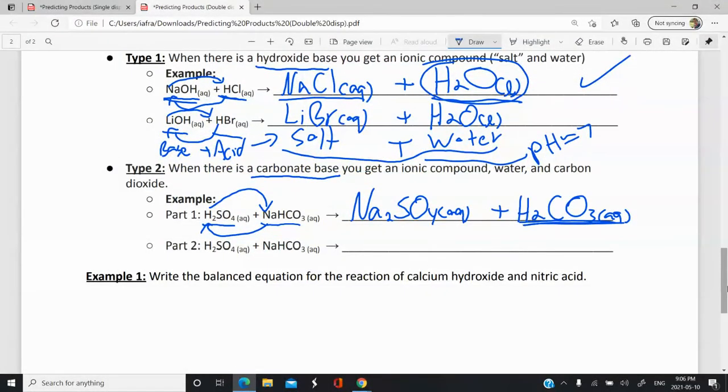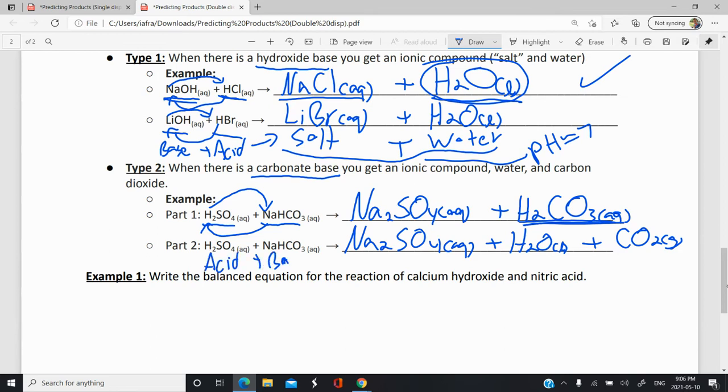So you can rewrite this equation at the end as Na2SO4 aqueous plus H2O liquid plus CO2 gas. And so this is still a neutralization reaction. We have our acid, we have our base, and then this is our salt, and then our water. And we also have carbon dioxide made as well, but that's okay. This is closer to being 7 than it was before.